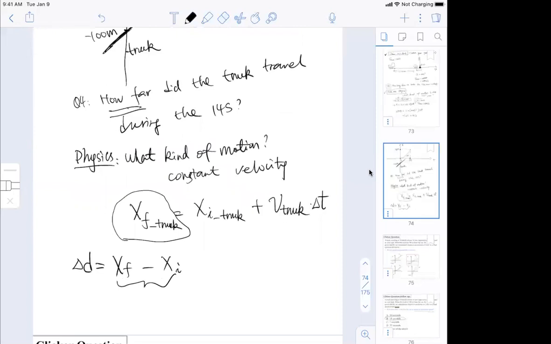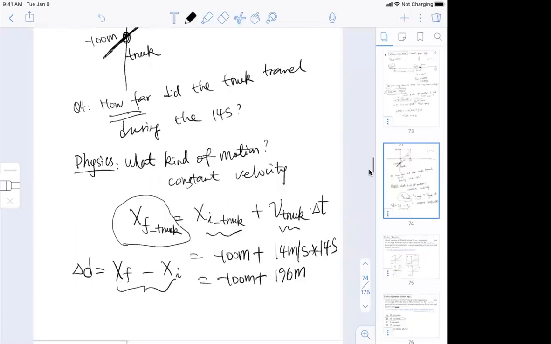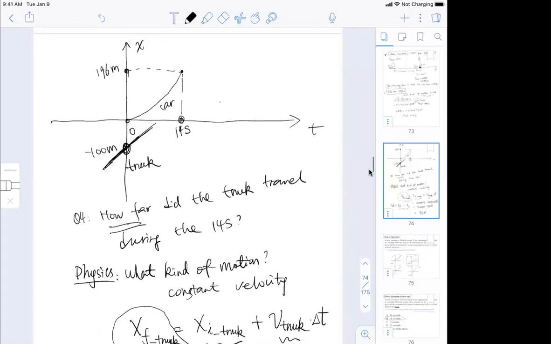If you're doing the final position, the initial position is at negative 100, right? So plug in negative 100 meters. The truck travels with 14 meters per second, and give it 14 seconds. So you get negative 100 meters plus 196 meters, and the truck ends up at a position of 96 meters. So when the car is here at 14 seconds, the truck is at 96 meters. Somewhere here, maybe a little higher. This is where the truck is.